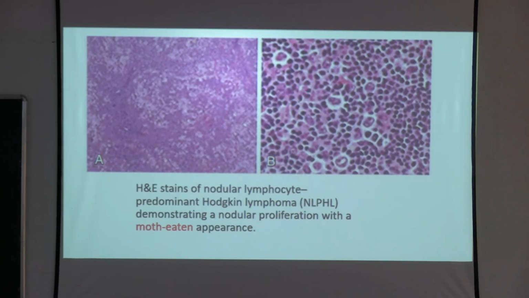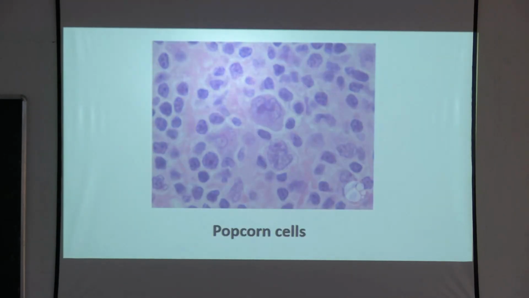Nodular lymphocyte predominant. এই যে এই জিনিসটা দেখছিস, it is called characteristic moth-eaten appearance. এটা নয়, এটা ম্যাগনিফায়ার ছবি। This picture is called characteristic moth-eaten appearance. তো Reed-Sternberg সেলটা কিরকম হয়? So this is a popcorn cell.